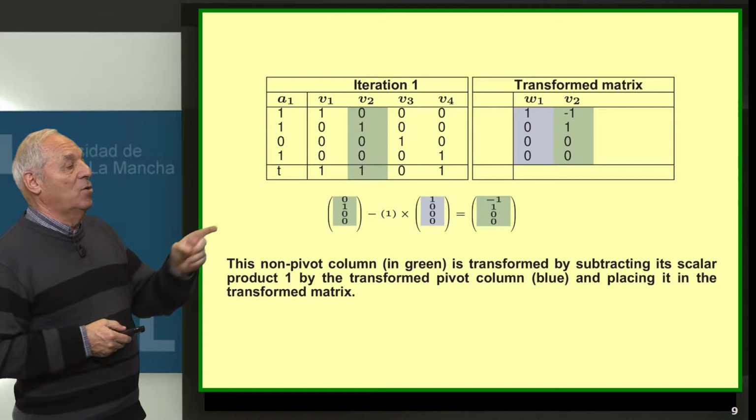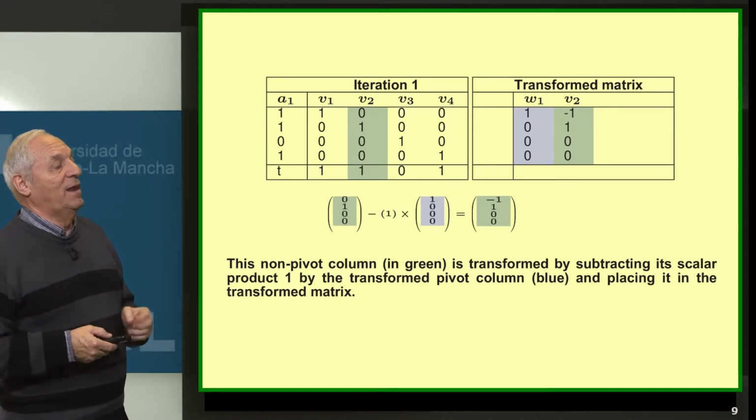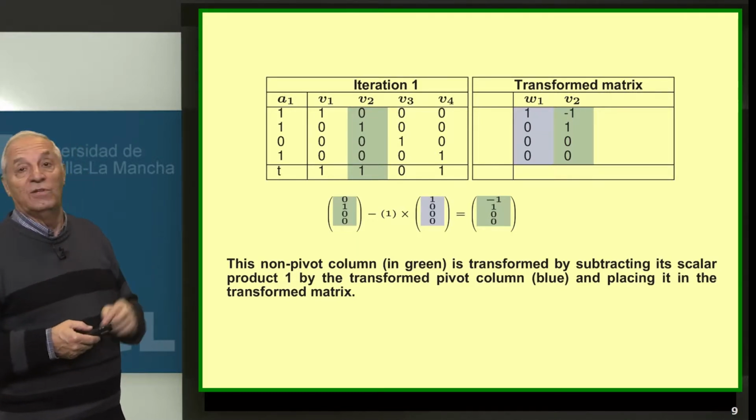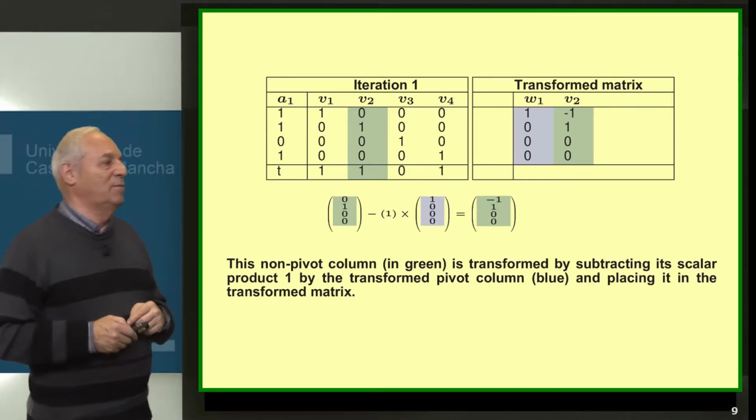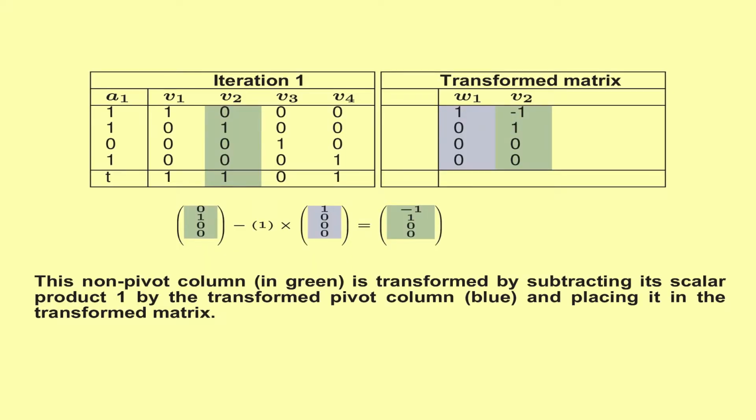If we subtract, because it is minus 1, to the column in green color, the transformed pivot column, in blue, we have the one in green, to the right, which is what we put in its place, and we keep v, because this column has not been used as pivot before.